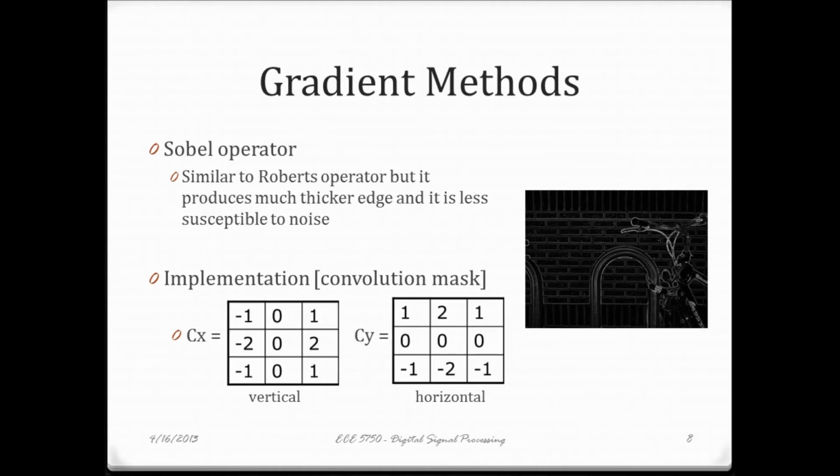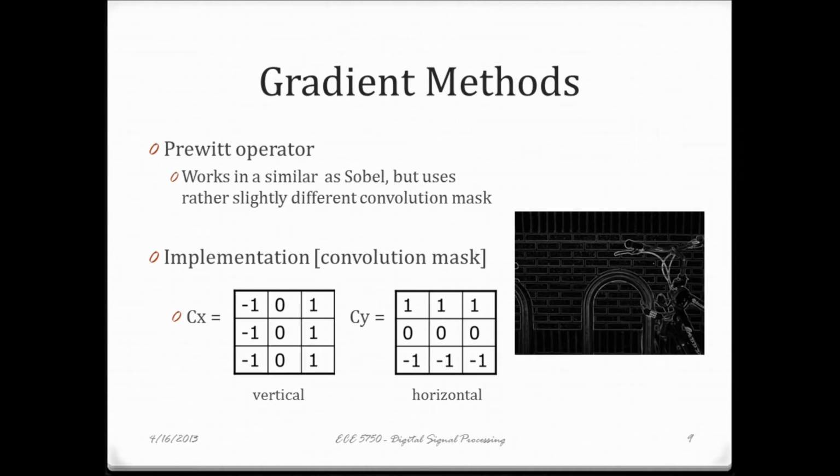Sobel operator, similar to Roberts operator, but it produces a much thicker edge and is less susceptible to noise. Can be implemented by a simple 3x3 convolution mask. Prewitt operator, works in a similar manner as Sobel, but uses a rather slightly different convolution mask.